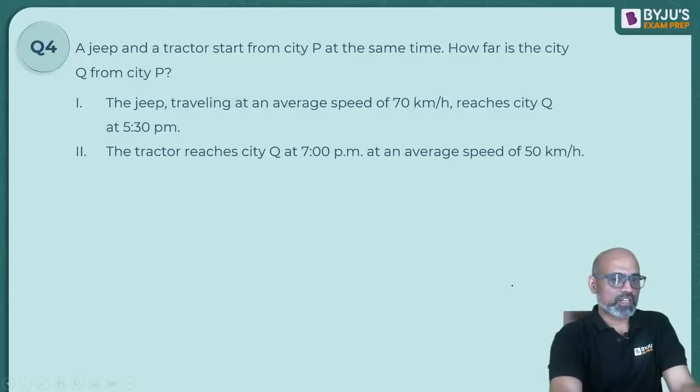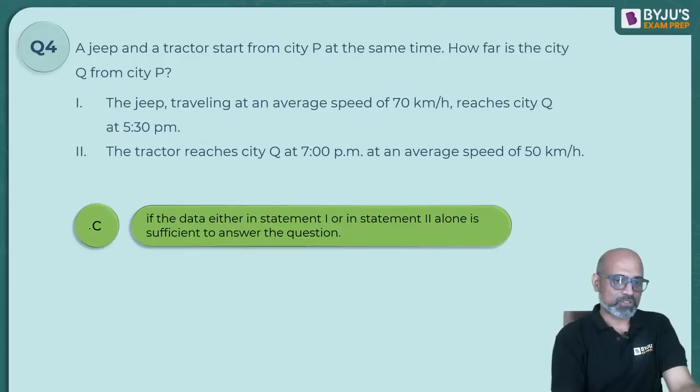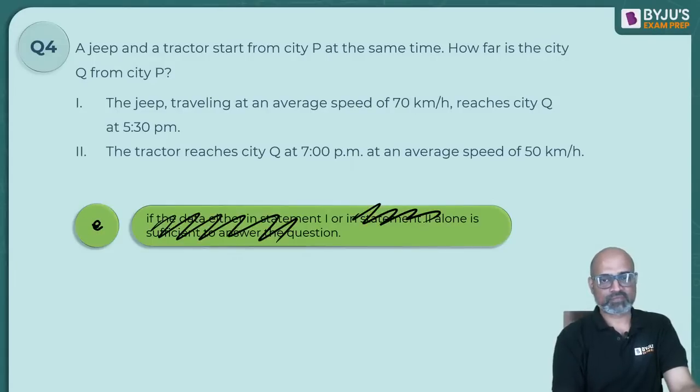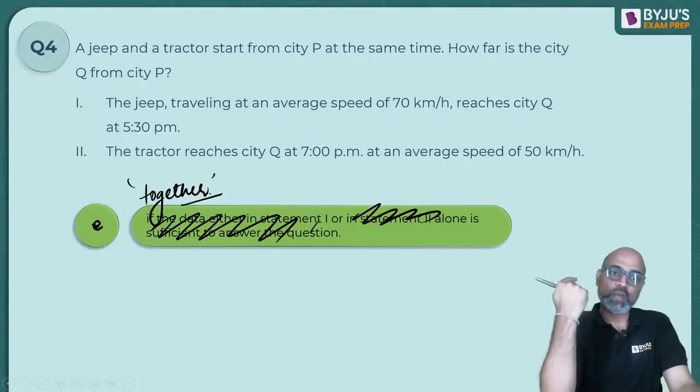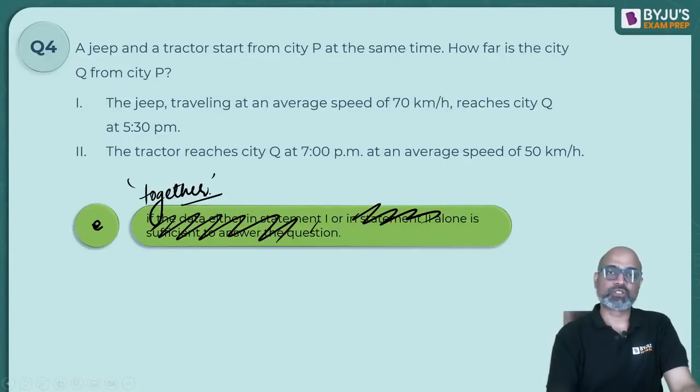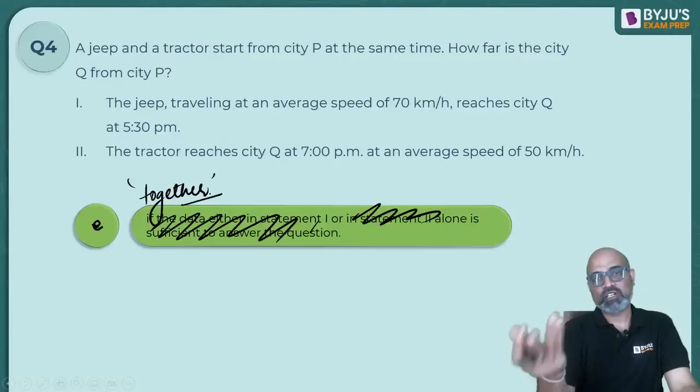Sorry, I made a mistake here. It's not alone. It should be together. Okay, alone is definitely not the case, right? So it should be together. So you will have to use the first statement and second statement both. So if one of them travels for T time, the other travels for T and a half, 1.5 hours more.